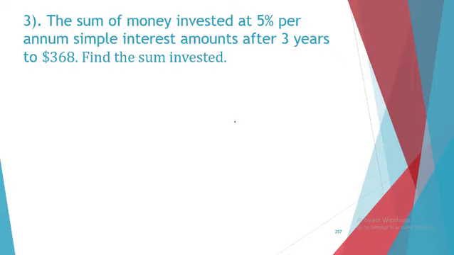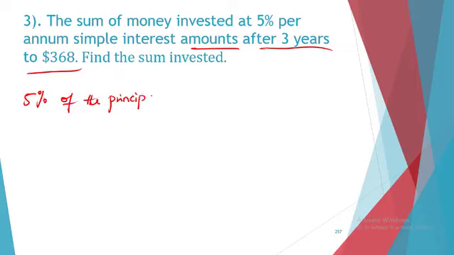Number 3, a sum of money invested at 5% per annum simple interest amounts after 3 years to 368 US dollars. Find the sum invested. Okay, let us start. The simple interest in 1 year, remember, is 5%. 5% of what? The principal.